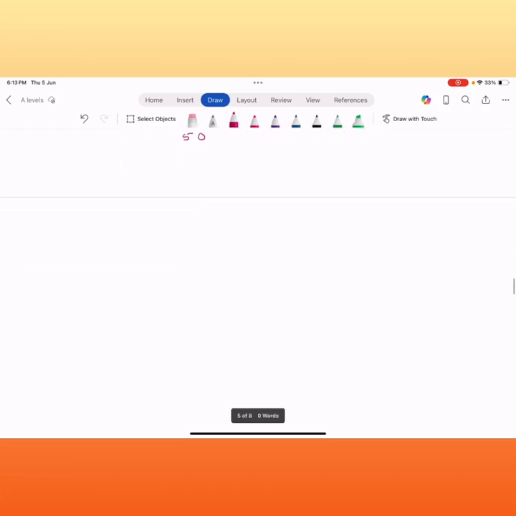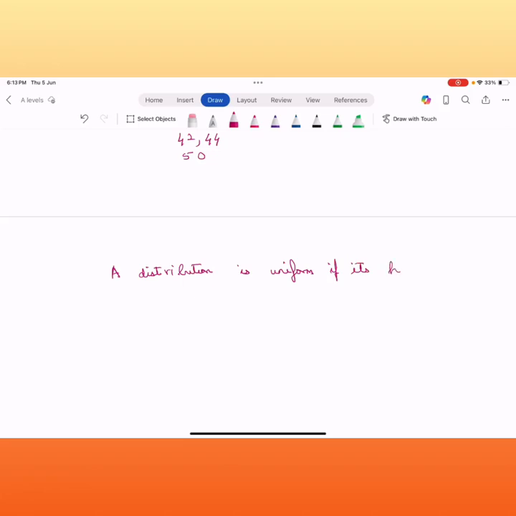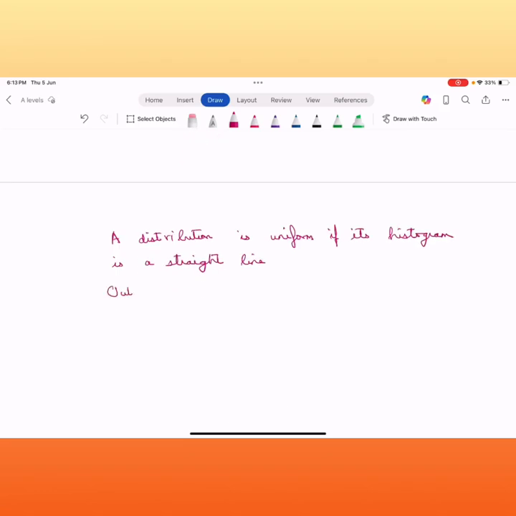Now coming to a histogram, a distribution is uniform if its histogram is a straight line. So you draw the histogram. If the histogram is a straight line, the distribution is uniform. And outliers, we have come across this term outliers in an earlier video.